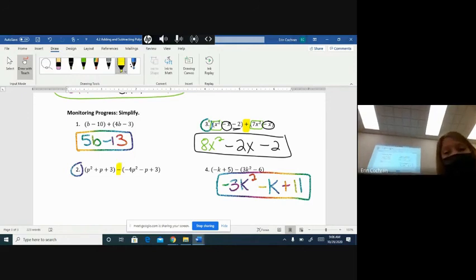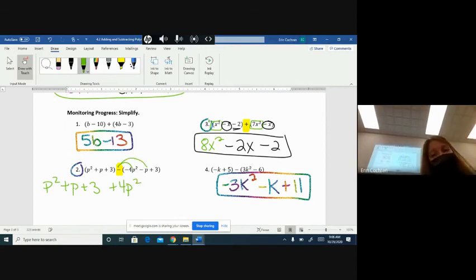All right, and 2, what are we doing? We are subtracting, so we need to distribute. So I'm going to go ahead and rewrite the first one. All right, what's a negative and a negative 4p squared? Positive 4p squared. What's a negative and a negative p? Positive p. And what's a negative and a positive 3? Negative 3, right?